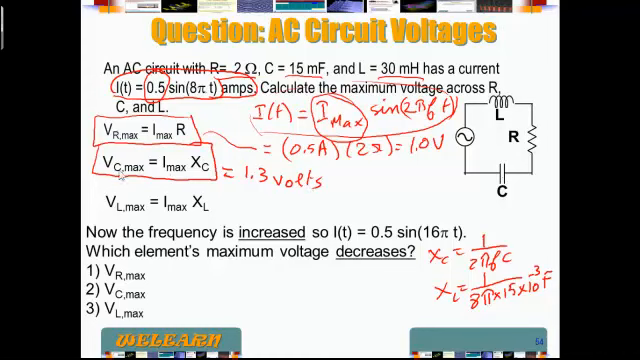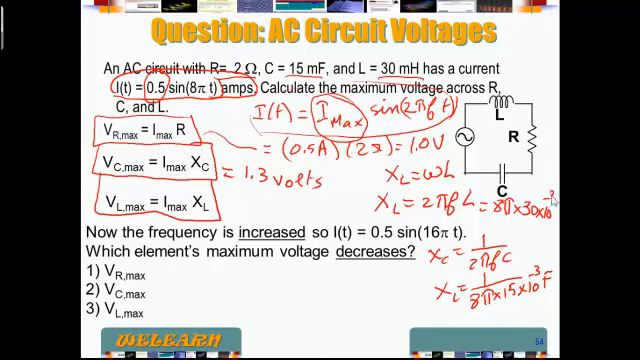The last one is the maximum voltage, or the peak voltage, across the inductor. So again, we need to find the inductive reactance, and in this case it is 2 pi fL. Remember, we could write it as well, XL is omega L. Remember, 2 pi f is the same as omega. And in this case, it is 8 pi times L, which is 30 times 10 to the minus 3 henries.